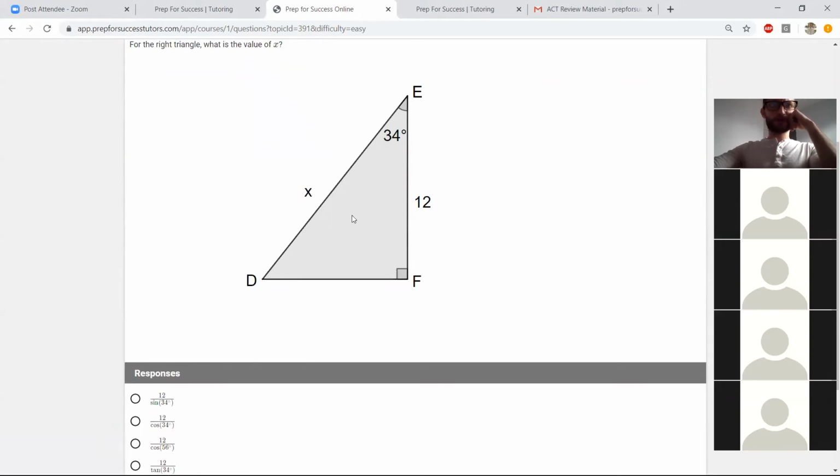Okay, you should be able to see this one. Message me your answer. For the right triangle, what is the value of x? I want you to find x. Message me your answer, or you can just put A, B, C, or D. You should be able to see all the answer choices right here. This is A, this is B, C, or D. So just message me A, B, C, or D.